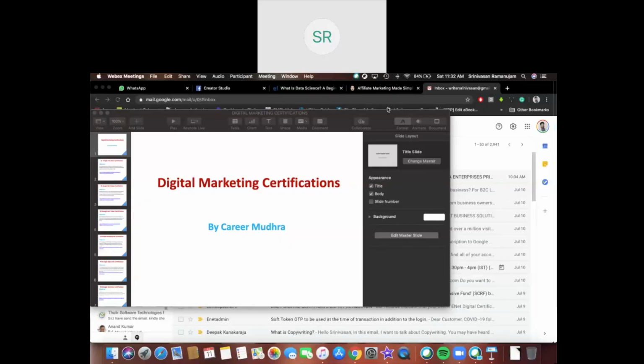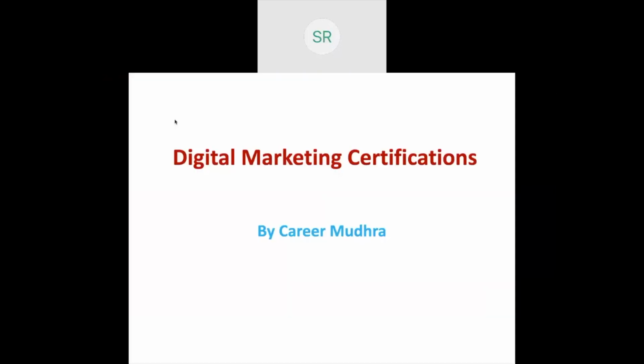Okay. So in digital marketing, there are many certifications to do. In this session, we are going to see around 10 certifications. In Google itself, we are going to see 6 certifications, and including YouTube, there are 7 certifications with respect to Google itself.